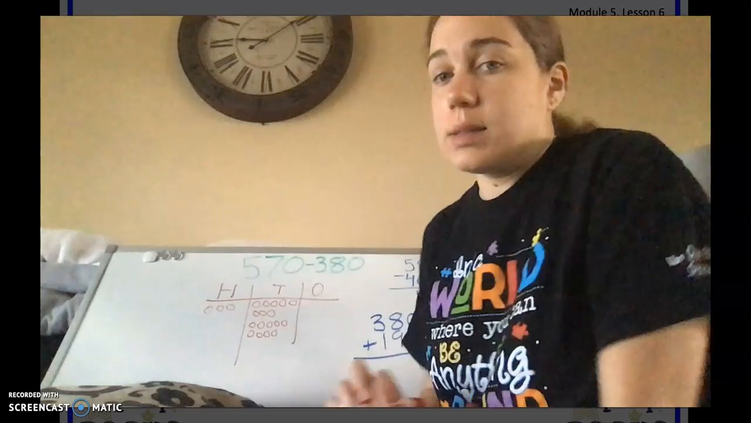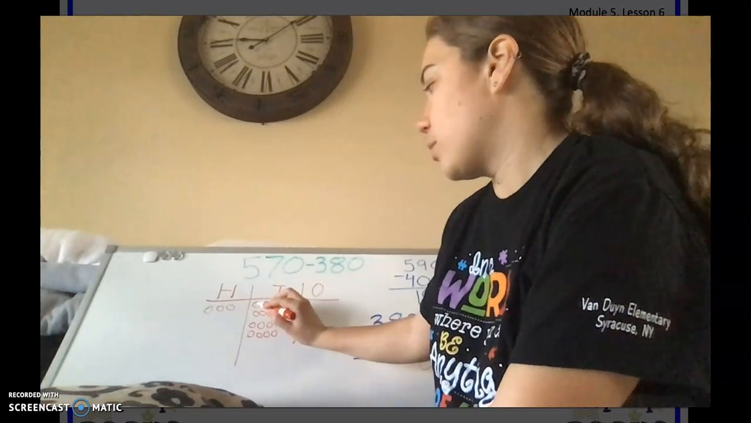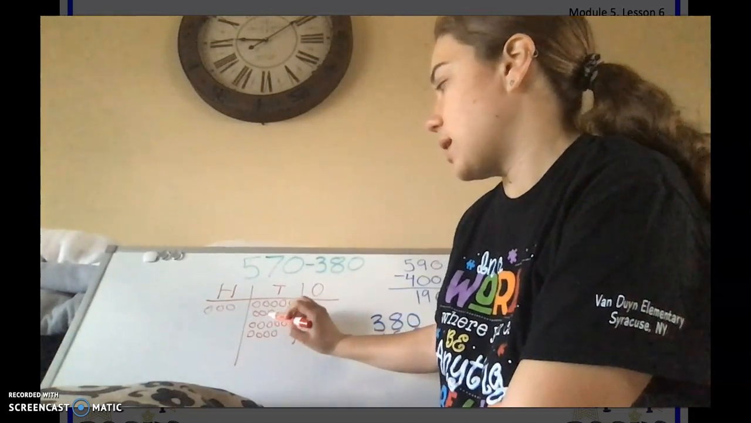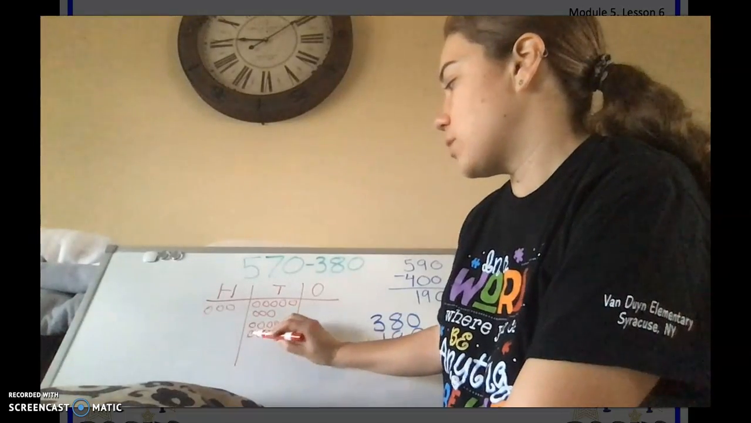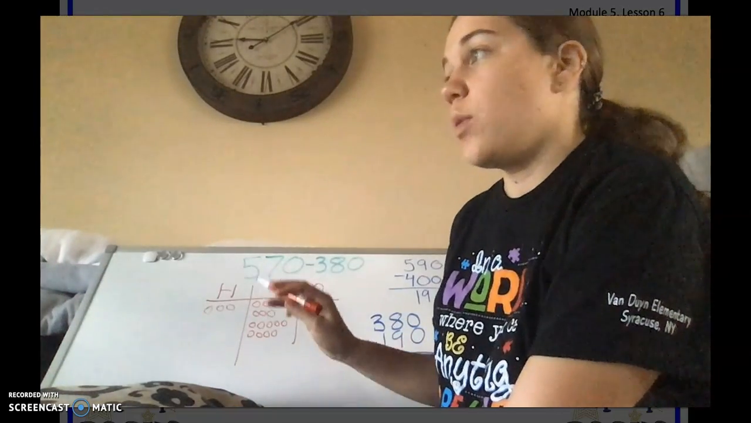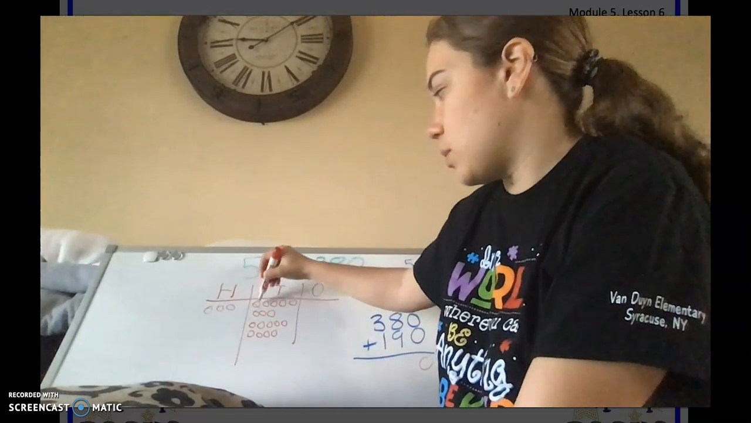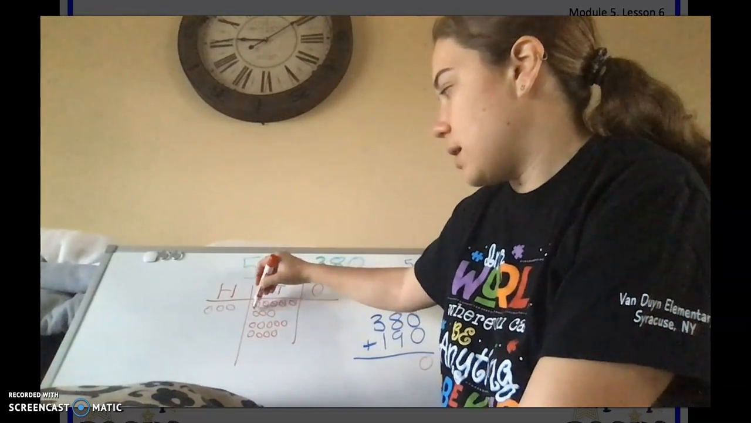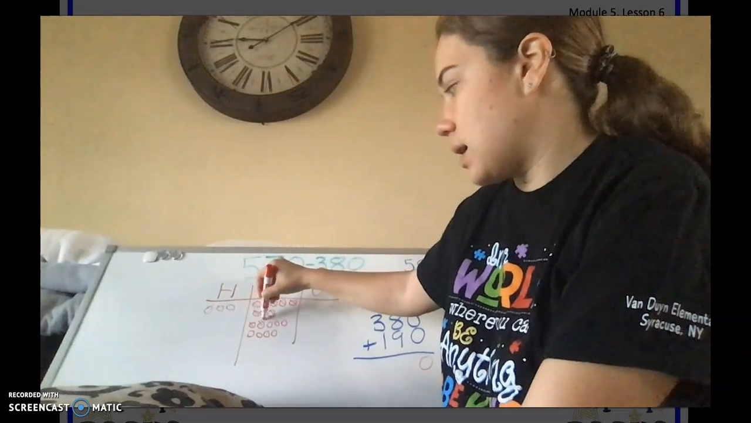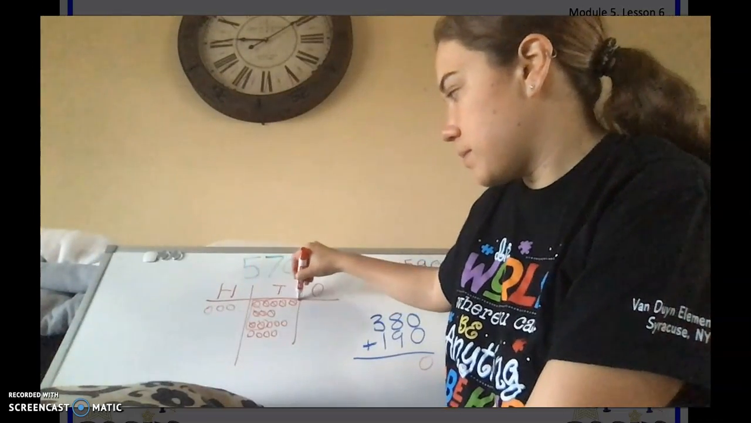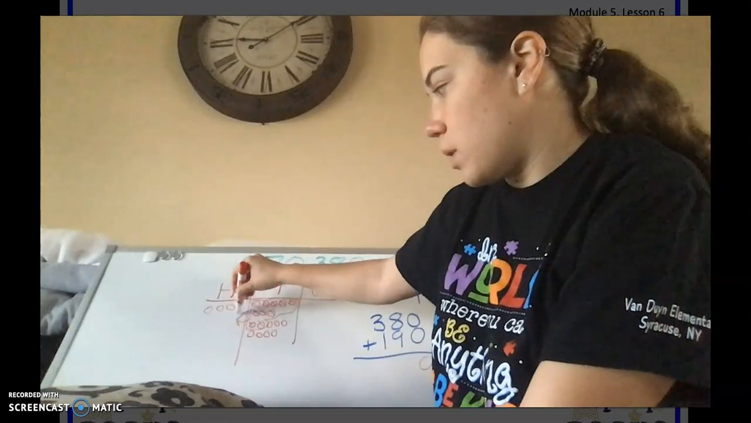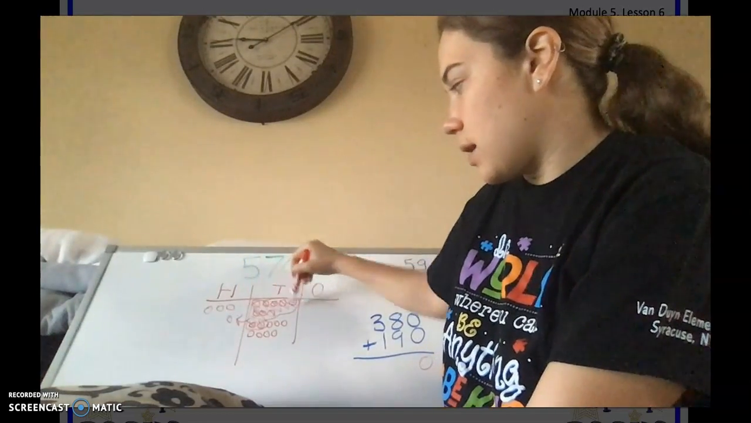Now let's look. That's more than 10. So let's see how many we have. 1, 2, 3, 4, 5, 6, 7, 8, 9, 10, 11, 12, 13, 14, 15, 16, 17. We have to take 10 of those and trade them in for 100. So 1, 2, 3, 4, 5, 6, 7, 8, 9, 10. Trade them in for 100.